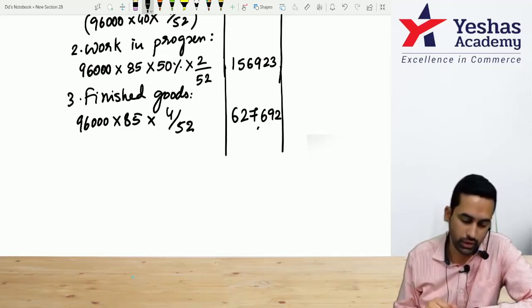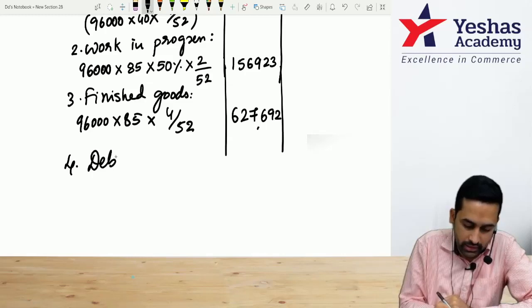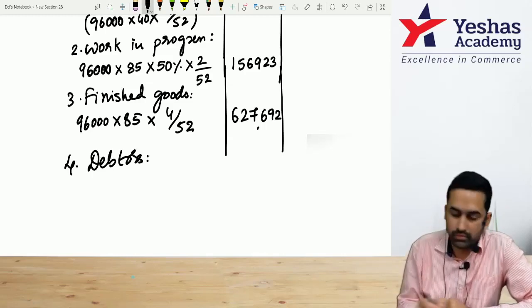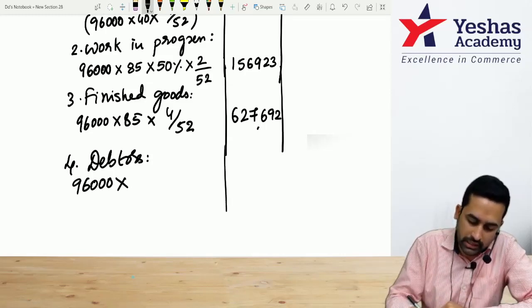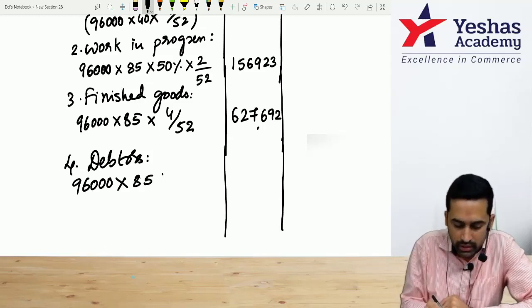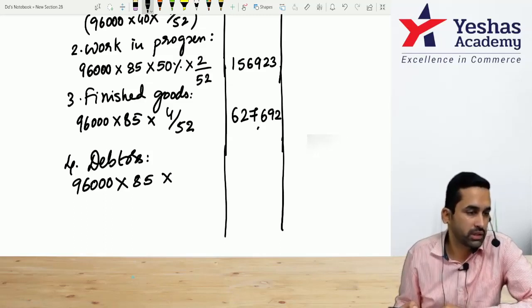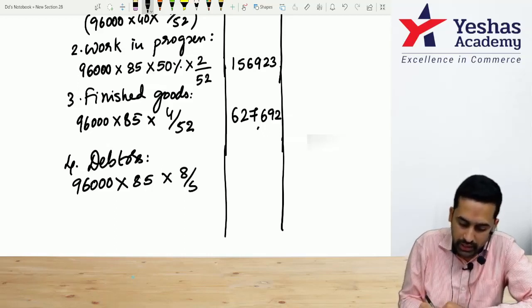So, which is the next current asset? Debtors. Tell me, 96,000 units into. Debtors are valued at cost. That means I'll have to take 85 multiplied by what's the time taken by debtors to pay. Adjustment number 5, not 4. Be careful, it is 8 weeks. 8 by 52.